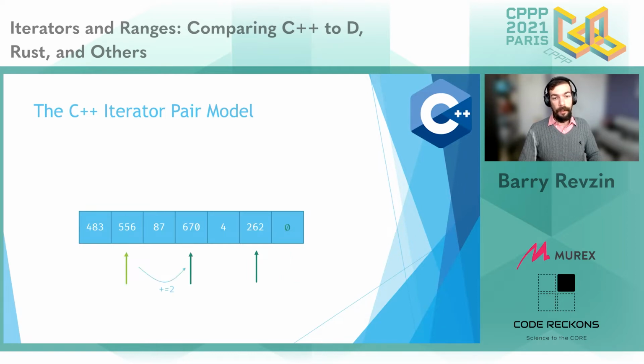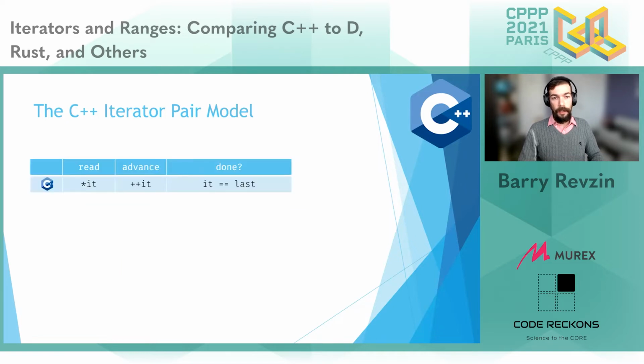For random access, you can also jump around an arbitrary amount directly. So you can plus equals 2 rather than incrementing twice. And so the iterator operations map pretty cleanly onto the basis operations that I described. The read operation is iterator dereference. Advance is prefix increment. And done is a little bit more involved because an iterator itself doesn't have enough information to know when it reached the end. You need that second iterator. So you need to do it equal last to know when you're done.